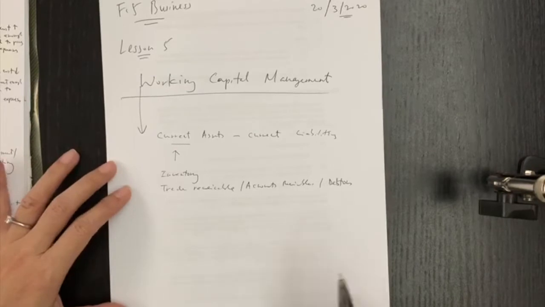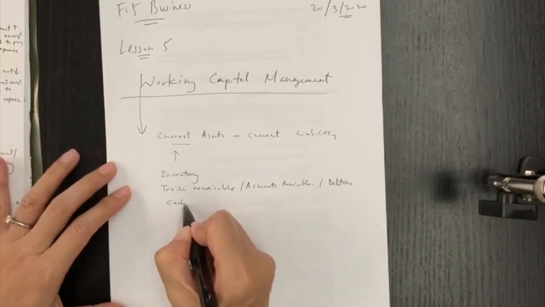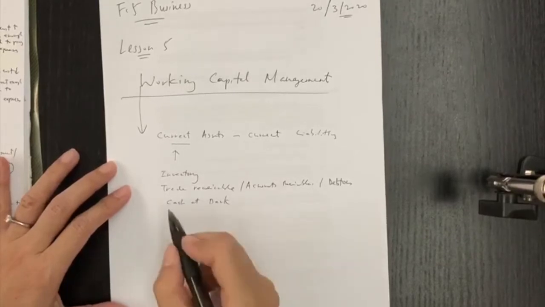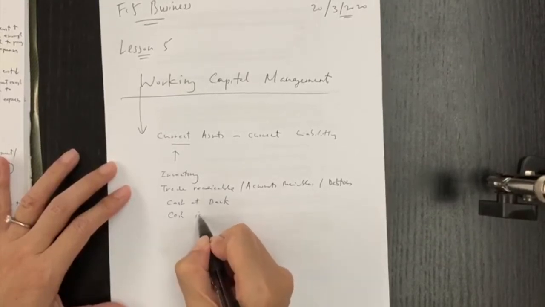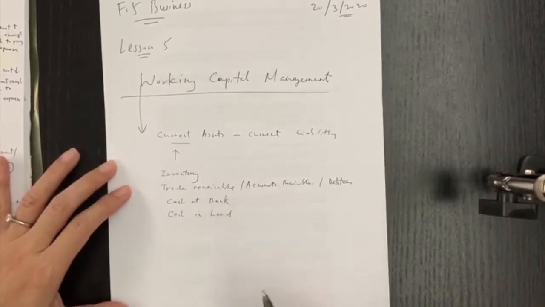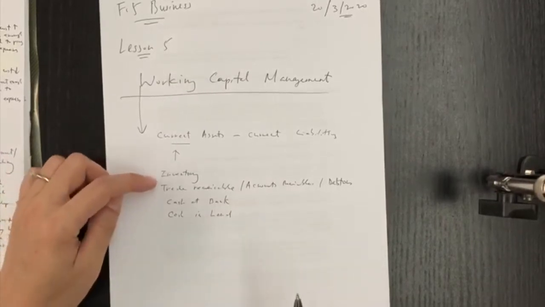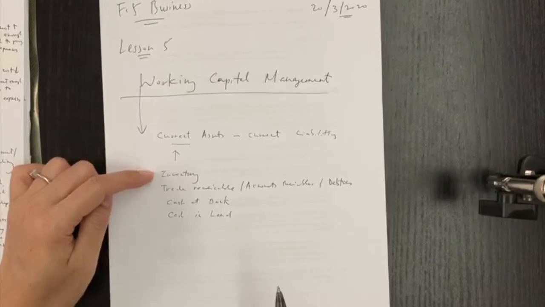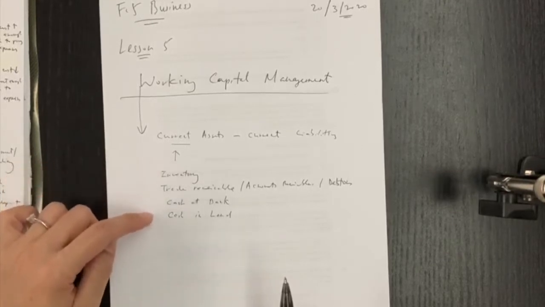What else do we have? We have cash at bank, and lastly, cash in hand. We always start with this order. Which one takes the longest time to be converted into cash? Inventory. So we always have this order.